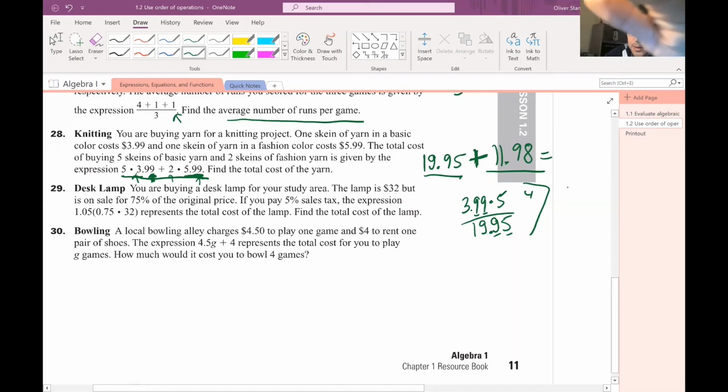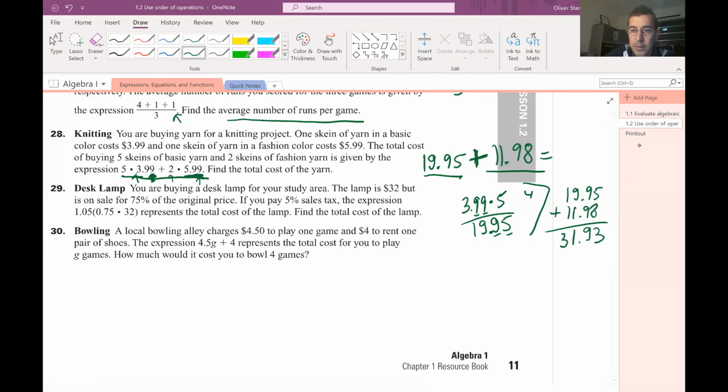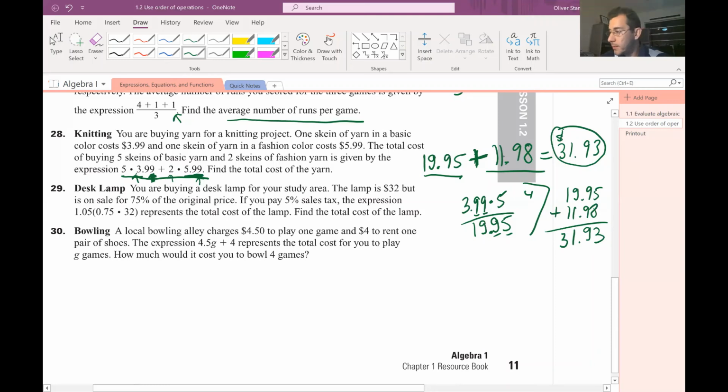So if I have 19.95 plus 11.98: 8 plus 5 is 13, 3 and 1, 19, 9 and 1, 11, 3, 31.93. Okay, this is $31.93. That's number 28. And then number 29, desk lamp.